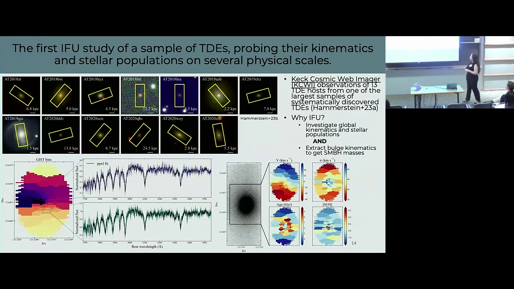So this is what the KCWI data looks like. You have all of these bins, each corresponds to a spectrum. And then we can take these spectra, fit them with something like pPXF, and get out lots of lovely information like the line of sight velocity, velocity dispersion, and then properties of the stellar population.